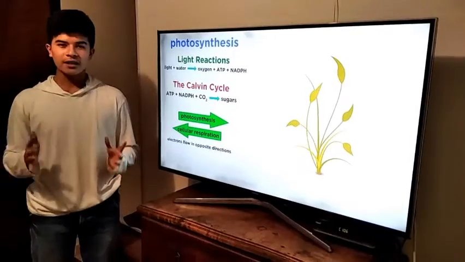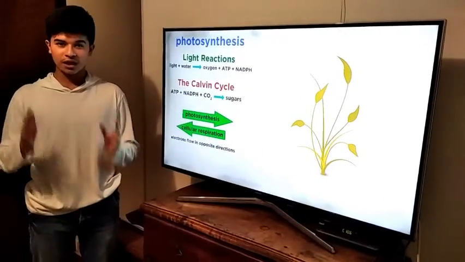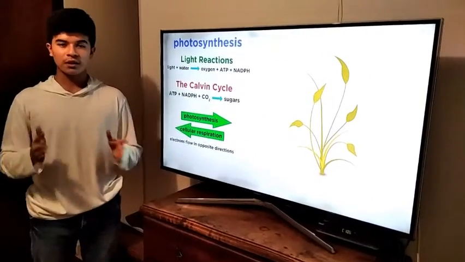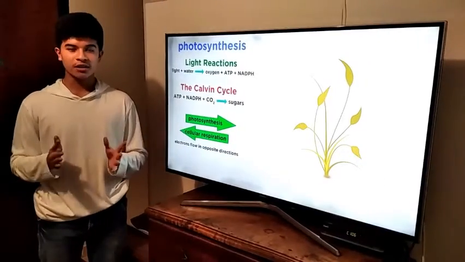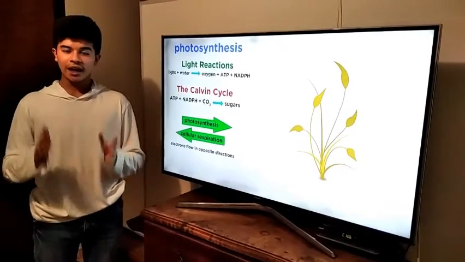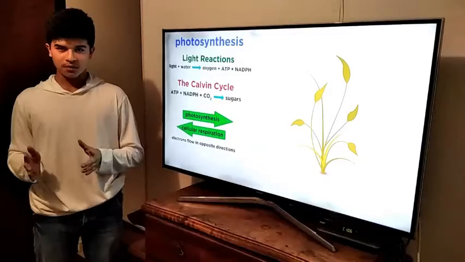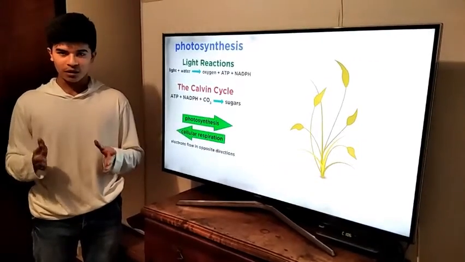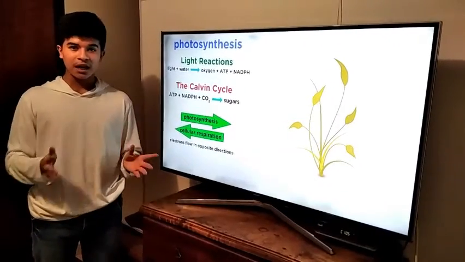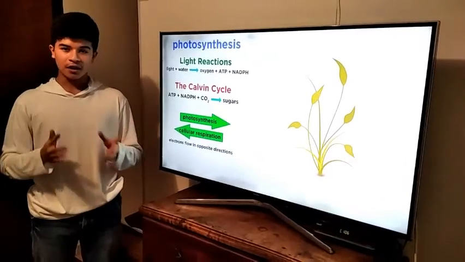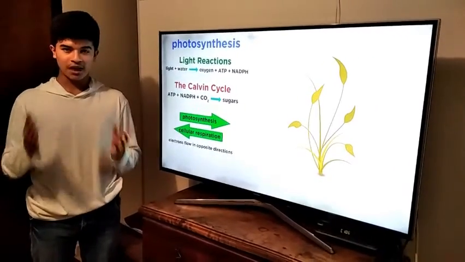So, to summarize, photosynthesis occurs in two stages. The light reactions, where the water comes in and the oxygen comes out, as well as ATP and NADPH, which are used in the Calvin cycle, where the CO2 comes in and the organic products such as sugars come out.